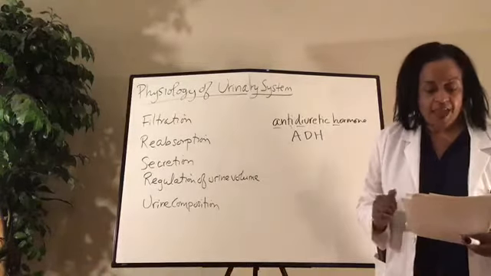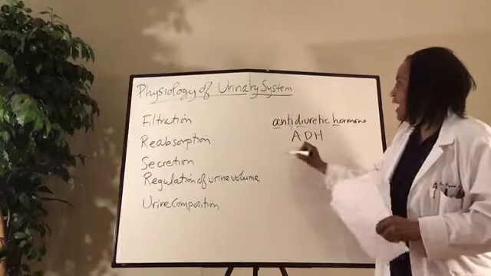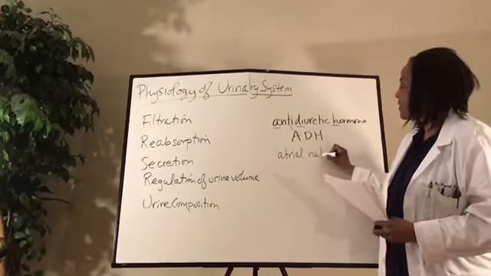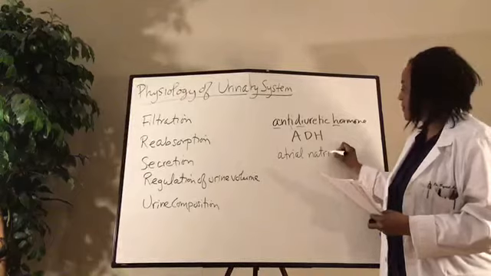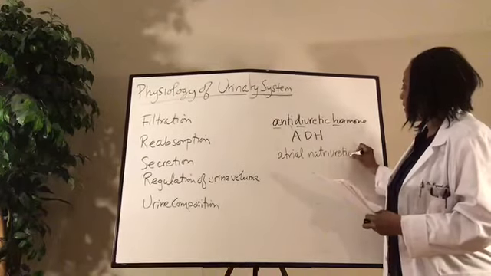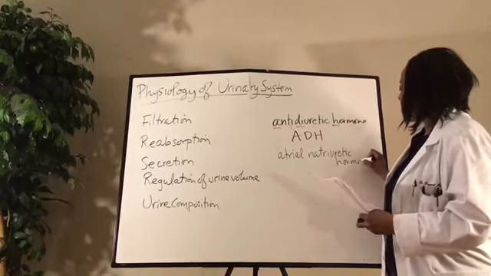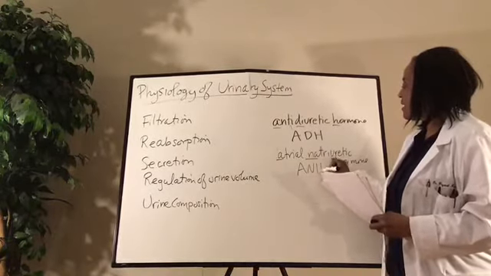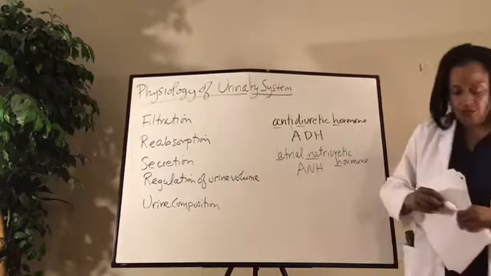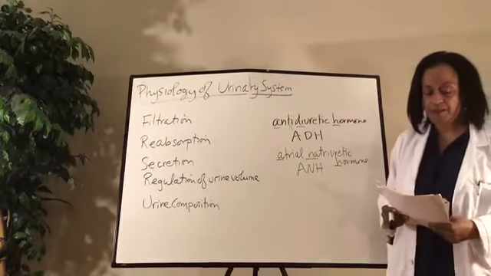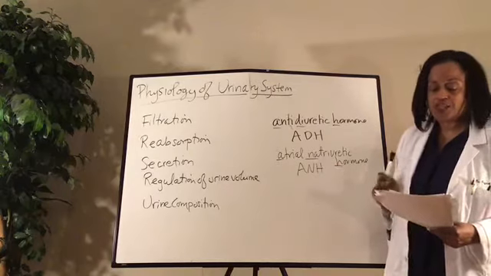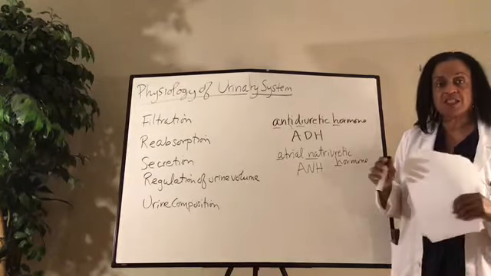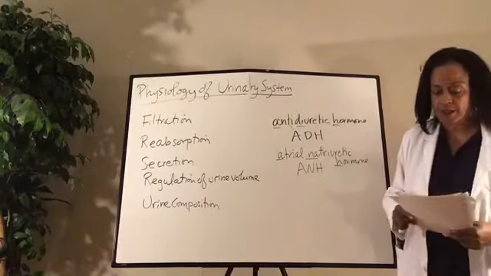On the other hand, atrial natriuretic hormone, ANH, atrial natriuretic hormone is going to be quite the opposite, okay? Atrial natriuretic hormone is secreted by specialized atrial muscle fibers. This is atrial, this is in the heart, right?